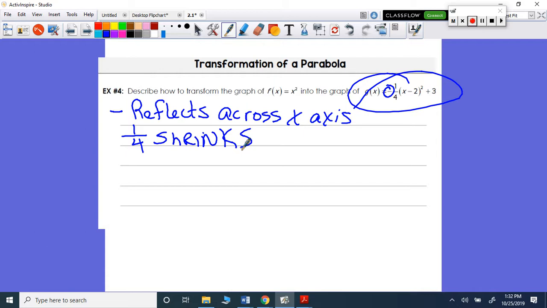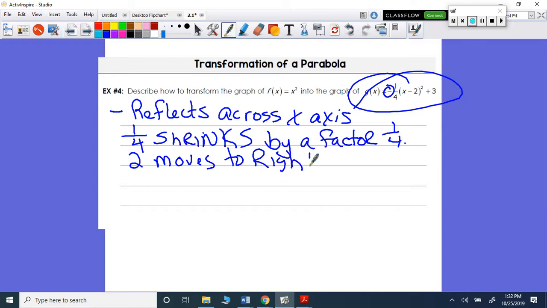Alrighty, it's going to shrink it by a factor of 1/4. The key says 4. The key's wrong. Tell me what the 2 and the 3 do. Yep, the 2 moves it to the right. And the 3 moves up 3.